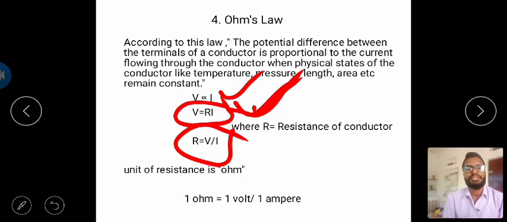Now we will discuss the definition of 1 ohm. 1 ohm means resistance. And we know that resistance is voltage upon current. When will the resistance be 1 ohm? It means the voltage should be 1 volt and the current should be 1 ampere. Then the resistance will automatically be 1 ohm.